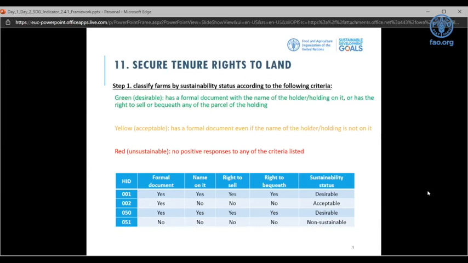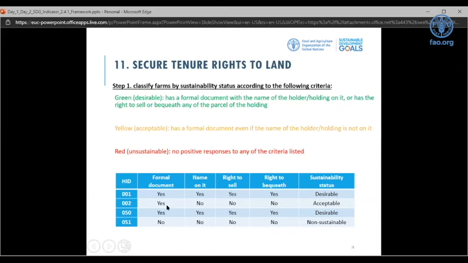So based on the data collected through these questions in Bangladesh back in 2018-19, here is some brief extract of the analysis. So holding one, formal document, they said, yes, we do have it. Is your name on it? Yes, I have my name on it. Do you have the right to sell or bequeath? Yes. So hence this holding is classified green in terms of secure rights to land.